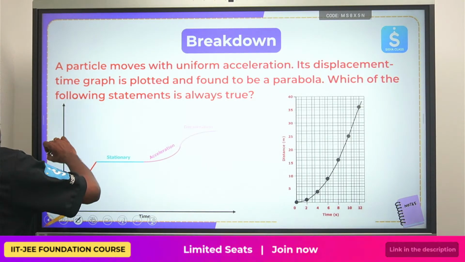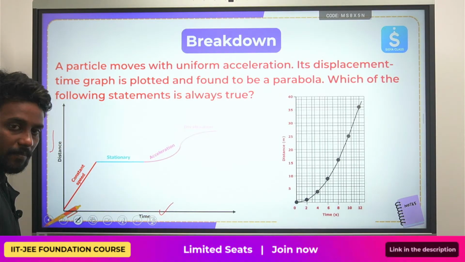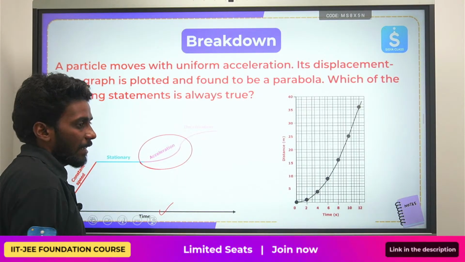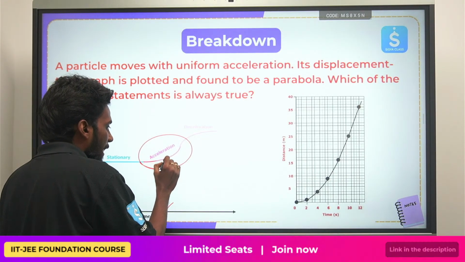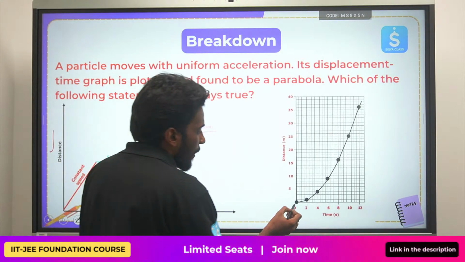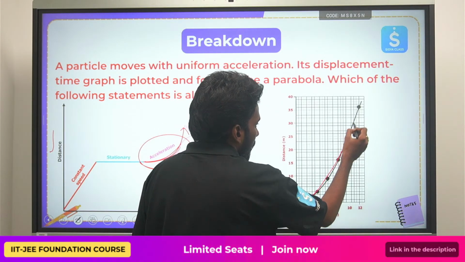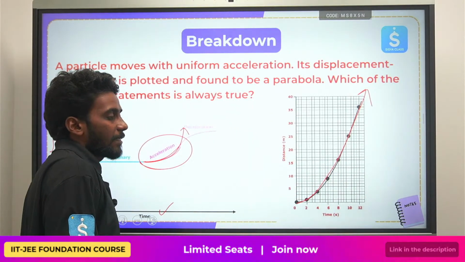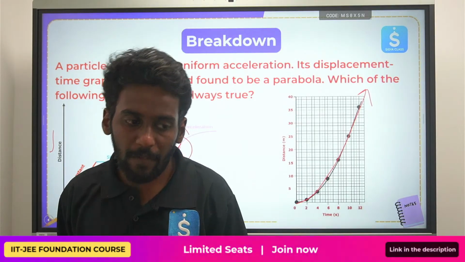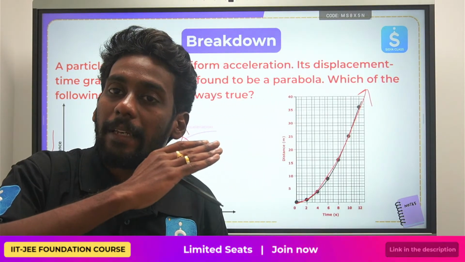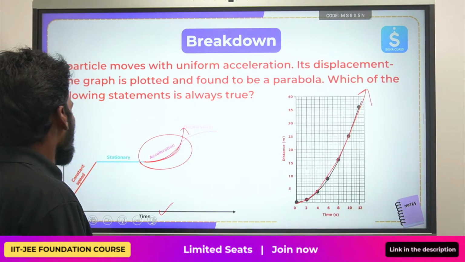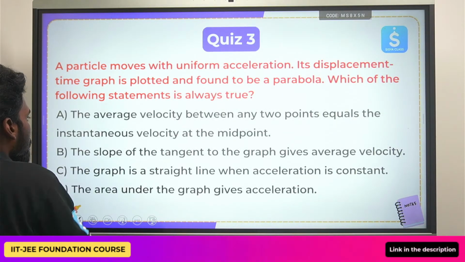So for a displacement time graph, if you are plotting the graph for an object which is under acceleration, you would be getting a parabola curve, right? So acceleration means non-uniform velocity, variable velocity. The rate of change of velocity is increasing. So that's why we are getting the parabola here. So here 4 statements are given. Let us see the 4 statements.